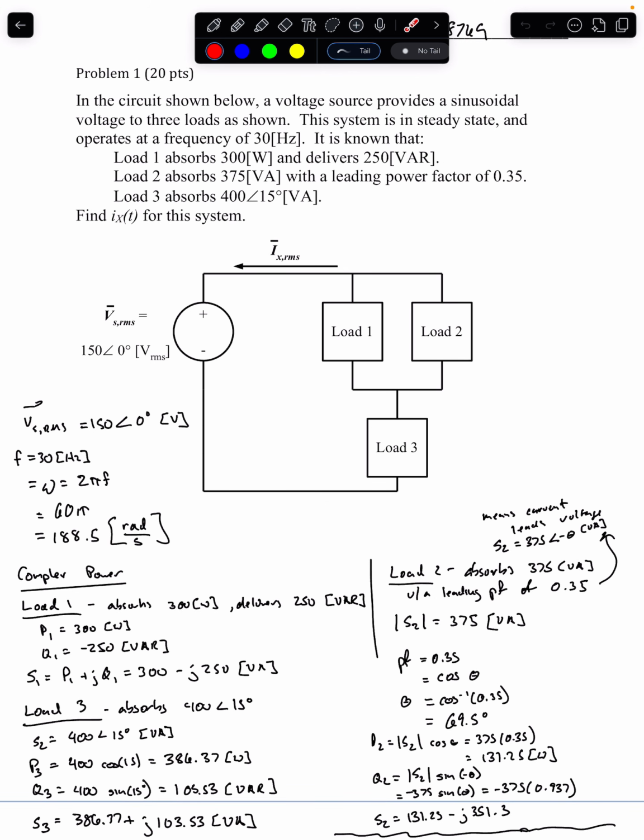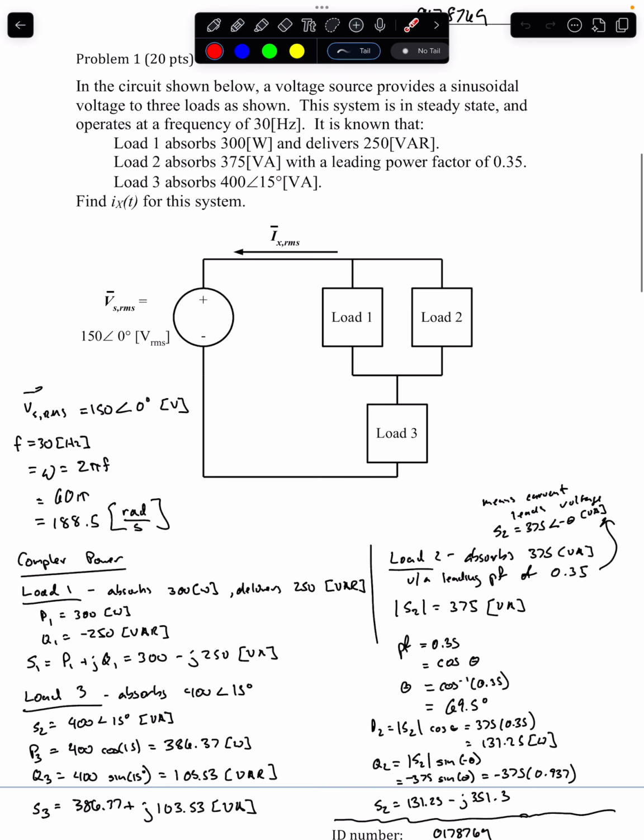Right, so we've got 3 loads. We have voltage coming this way, and then we've got load 1, 2, 3. The given information is that the voltage is 150 angle 0 degrees volts RMS, the frequency is 30 hertz, and we know that these are all in parallel and they all see the same voltage, the loads, I mean. Load 1 and 2 see the same voltage.